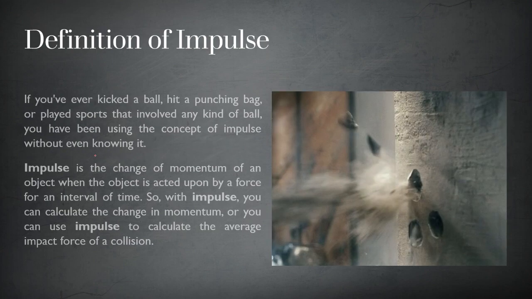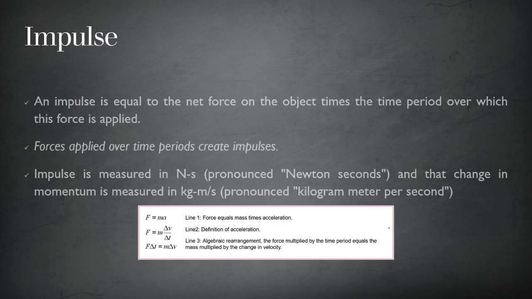Impulse is the change of momentum of an object when the object is acted upon by a force for an interval of time. With impulse, you can calculate the change in momentum, or you can use impulse to calculate the average impact force of a given collision. Now we're talking about impact, that's why the words impulse and impact are related.